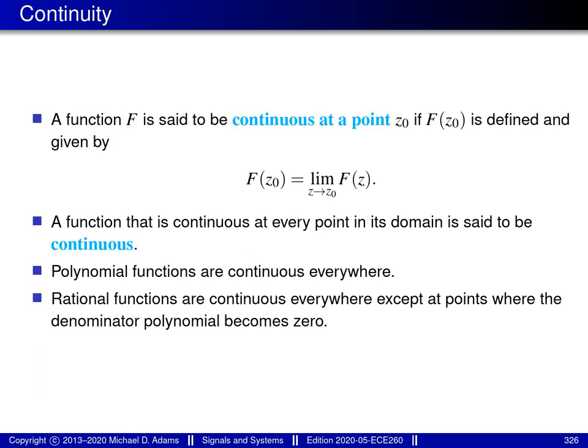Next, I need to introduce the notion of the continuity of a function. As a matter of terminology, a function f is said to be continuous at a point z0 if this limit on the right-hand side of this equation is well defined. Keep in mind that z is a complex valued variable, and therefore z0 is some point in the complex plane.